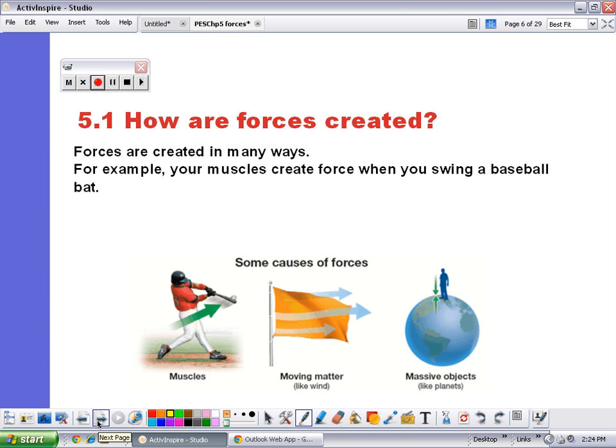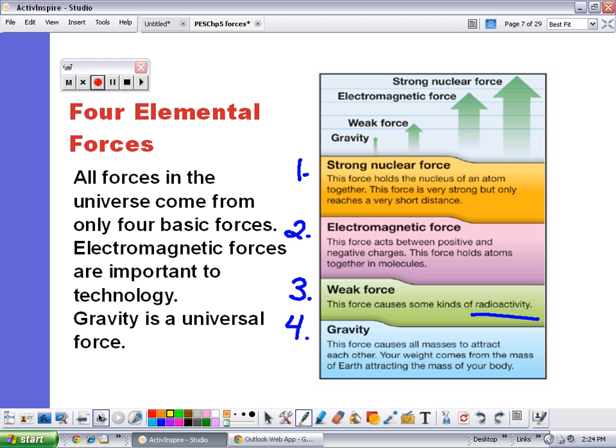Forces are created multiple ways. It could be by you with your muscles, wind, or even gravity. There are 4 elemental forces that we are going to talk about. All forces in the universe come from only 4 basic forces. Examples are electromagnetic forces, which are important to technology, and gravity, which is a universal force because it's pretty much everywhere. There's no place where there's no gravity. There are places where there's microgravity.